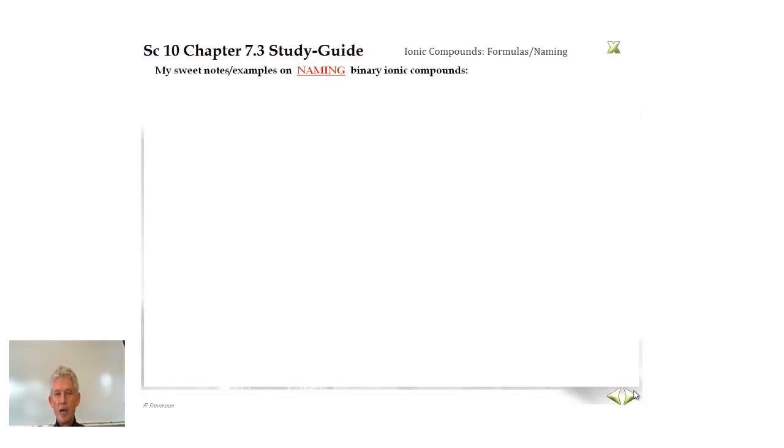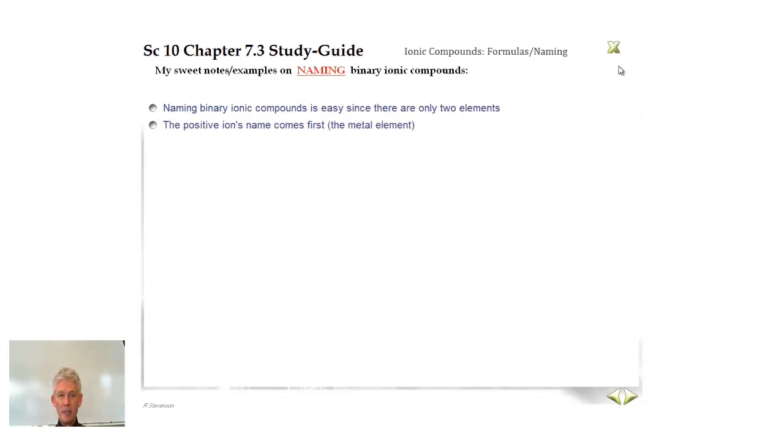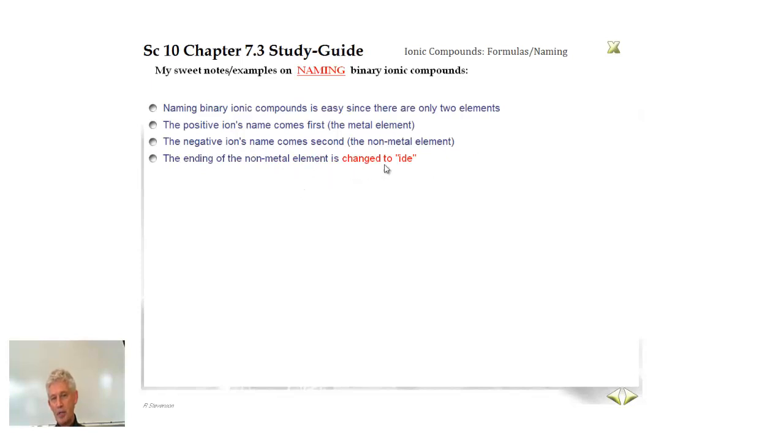Now what happens if you have to name the compounds? Here you're actually given a formula and you have to name it. Naming binary ionic compounds is easy since, again, binary means two, bi. You're only going to have two elements in a binary ionic compound. The positive ion's name comes first, that would be again the metal. The negative ion's name comes second, that would be the nonmetal. And for the second nonmetal element, you change the ending to "ide."